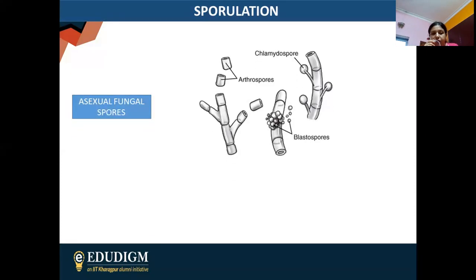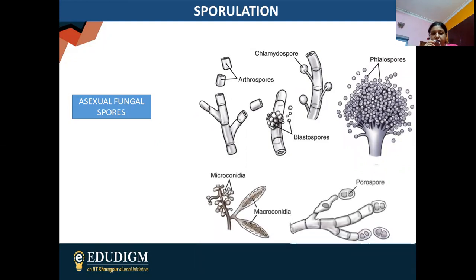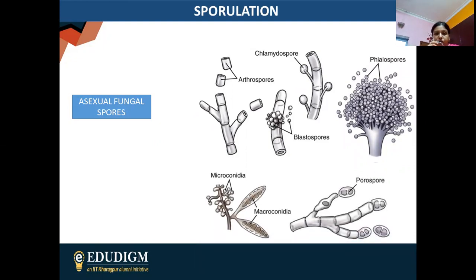Here we have the spores of fungi: chlamydospores, arthrospores, blastospores, microconidia, macroconidia, porospores, and phialospores. These are the different types of spores produced by fungi.